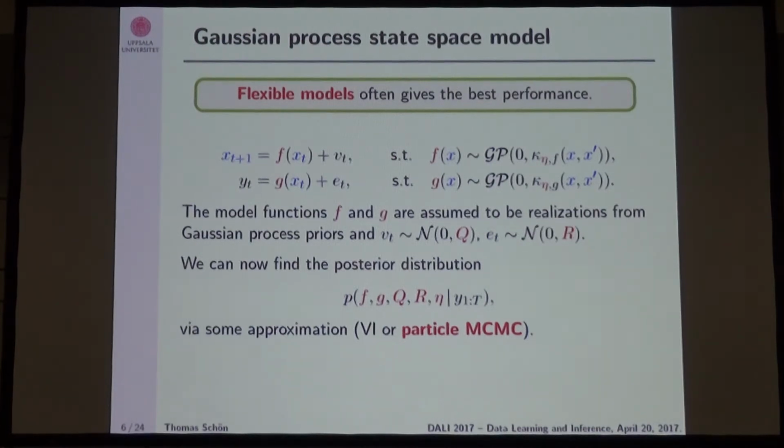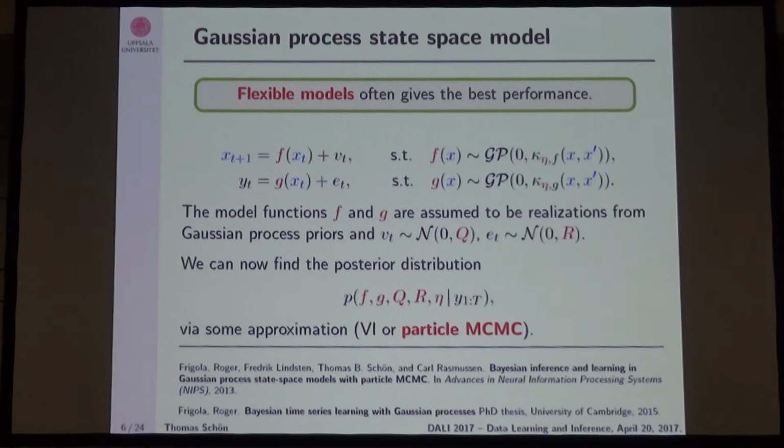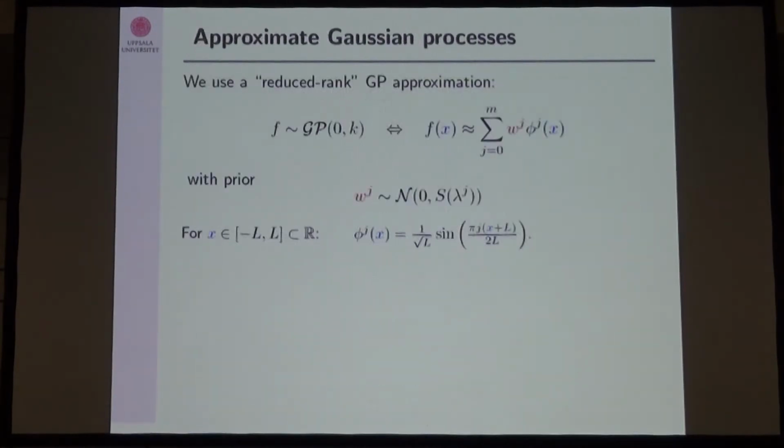I'm going to talk a bit about how we can use particle filters to solve this. In fact, we use a particle filter inside a Markov chain Monte Carlo algorithm. You can also do this using variational inference. Carl has a solution like that. Interestingly, they are roughly the same in terms of computational cost, which I find interesting. Our first work on this was back in 2013, and then Roger's PhD thesis gives you a nice overview of GPSSMs, I would say.